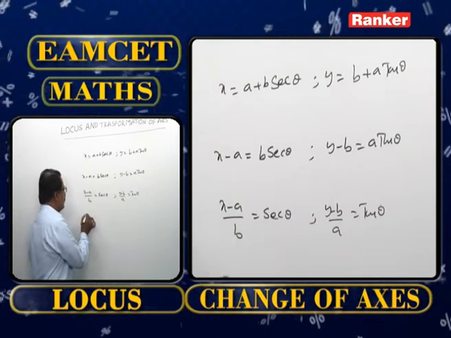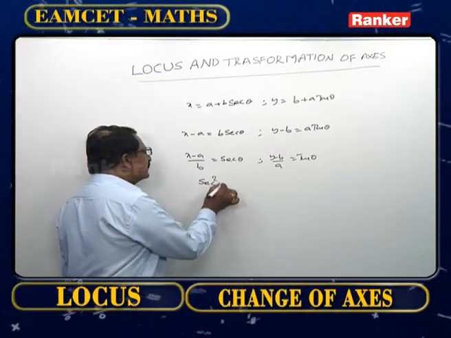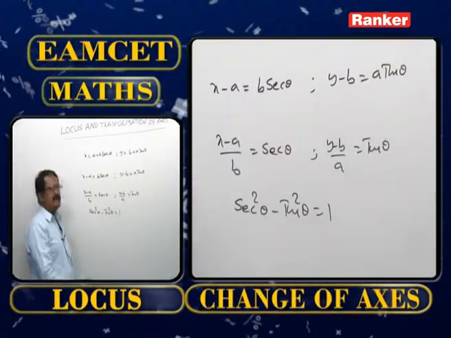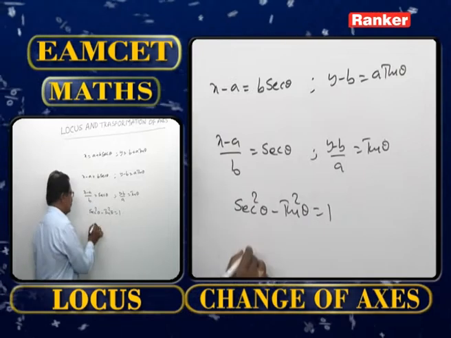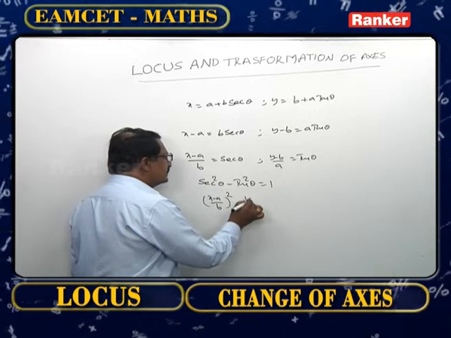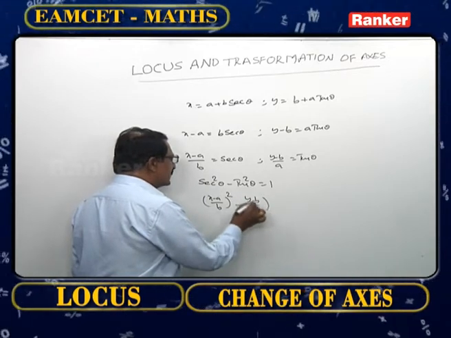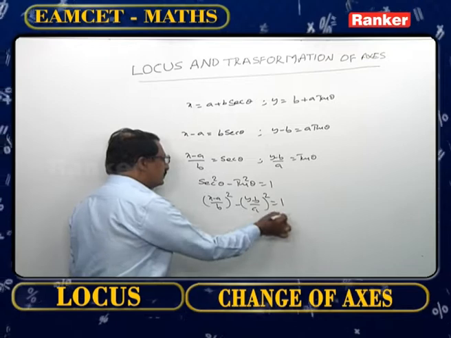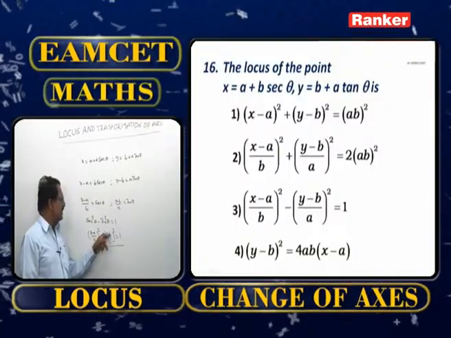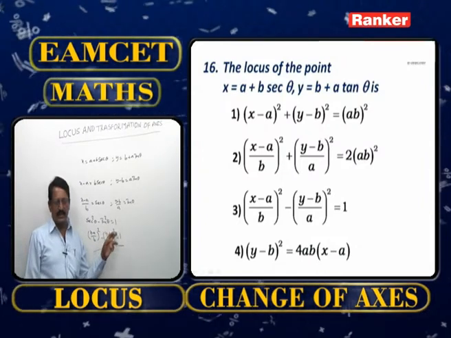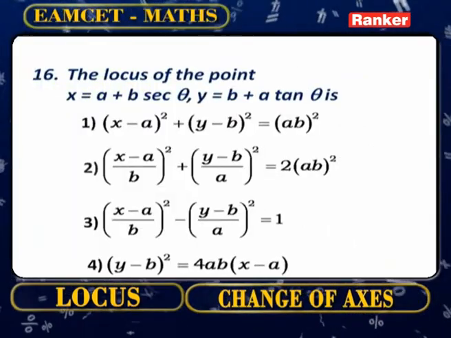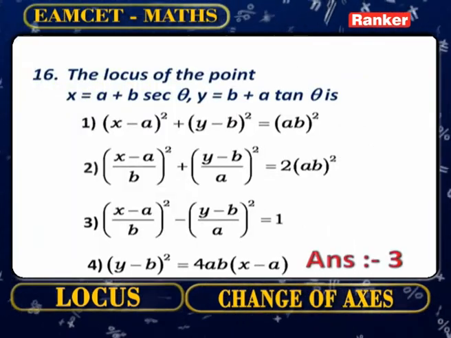Now, we know that secant square theta minus tan square theta equals 1. So, ((x minus a) by b) whole square minus ((y minus b) by a) whole square equals 1. The locus of the given point is ((x minus a) by b) whole square minus ((y minus b) by a) whole square equals 1. This equation represents a hyperbola. Then the third option is correct.